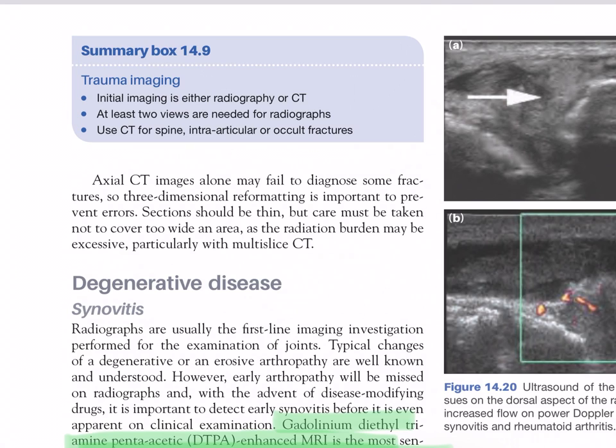Axial CT images alone may fail to diagnose some fractures, so three-dimensional reformatting is important to prevent errors. Sections should be thin, but care must be taken not to cover too wide an area as the radiation burden may be excessive, particularly with multi-slice CT.